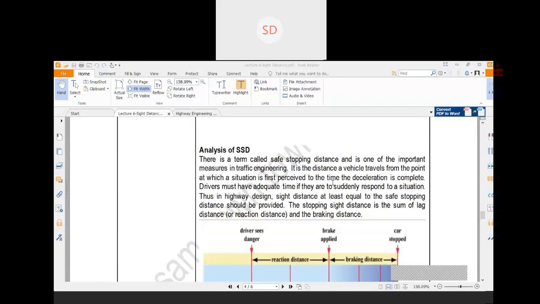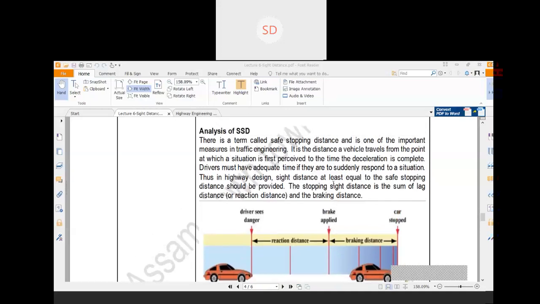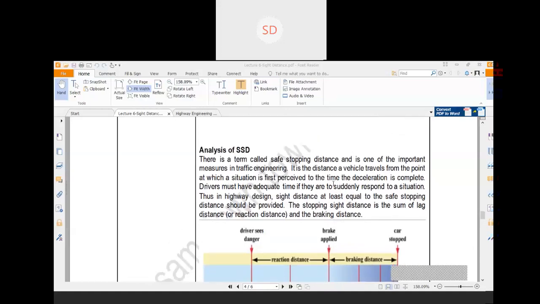Now come to the next portion, that is analysis of the SSD, that is how you derive the equation for the safe stopping distance. There is a term called safe stopping distance, and it is one of the important measures of traffic engineering. It is the distance a vehicle travels from the point at which a situation is first perceived to the time the deceleration is complete.